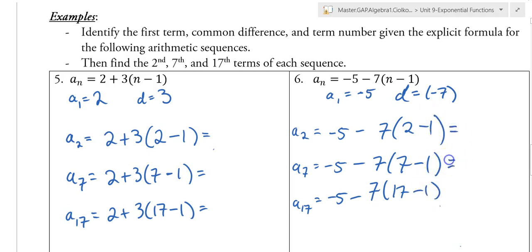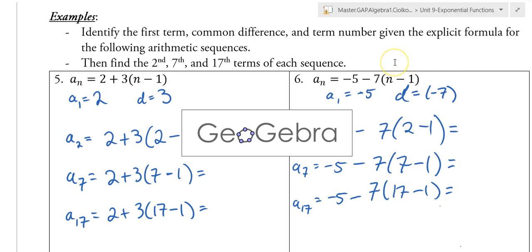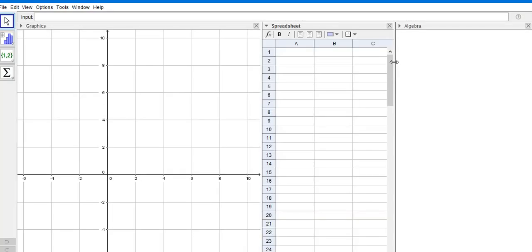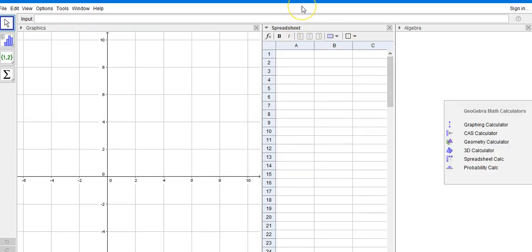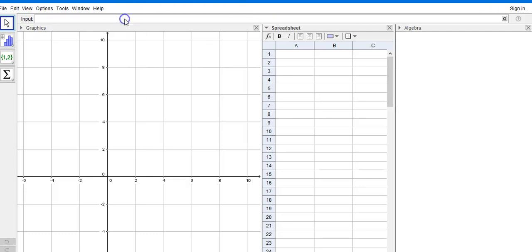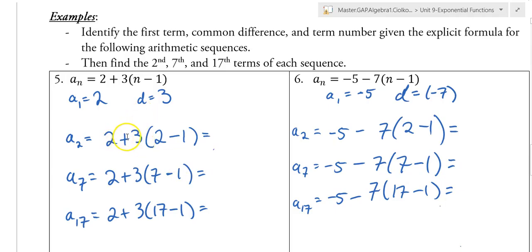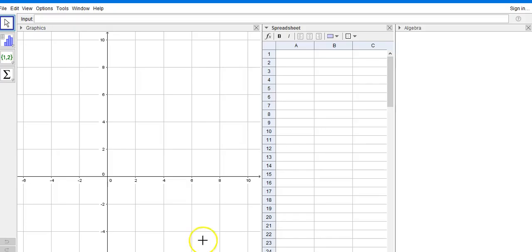Now, for calculating these, we're going to use GeoGebra just like we've talked about before. Let's go ahead and X out of this. So go ahead and open up your GeoGebra. All of your GeoGebra should look the same whether you finished Unit 1 or not. We went through as a class on how to set this up. So here we're going to do a little bit of math. I'm going to type these in just how they look. So 2 plus 3, parenthesis, 2 minus 1.